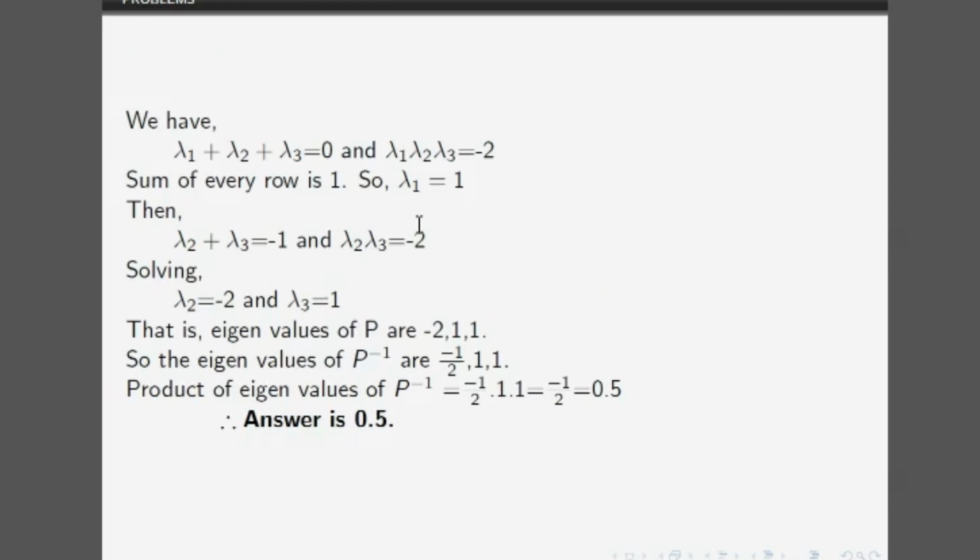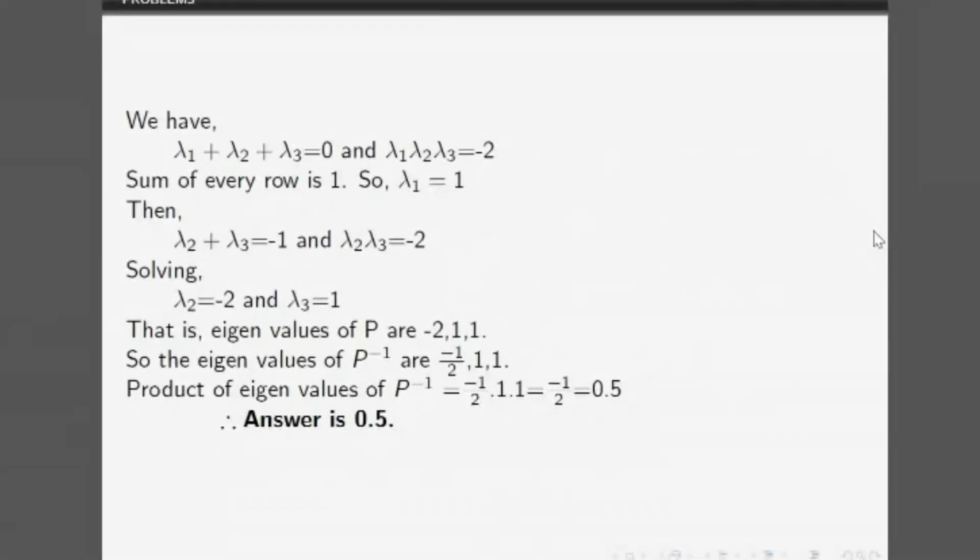So the sum of every row is 1, thus 1 is an eigenvalue. And for the rest, lambda 2 plus lambda 3, the sum of the other eigenvalues is minus 1. And again, applying the result of the product of eigenvalues, we get it as minus 2. Then with the usual computation, the eigenvalues of P can be obtained. Then the eigenvalues of P inverse are just the reciprocals of the values we have got, and the product is just multiplying them.